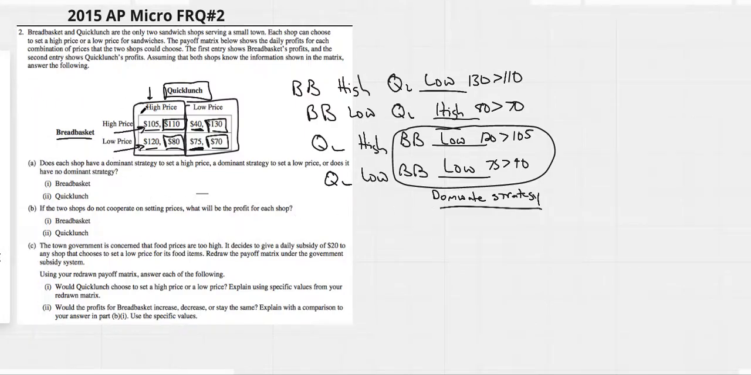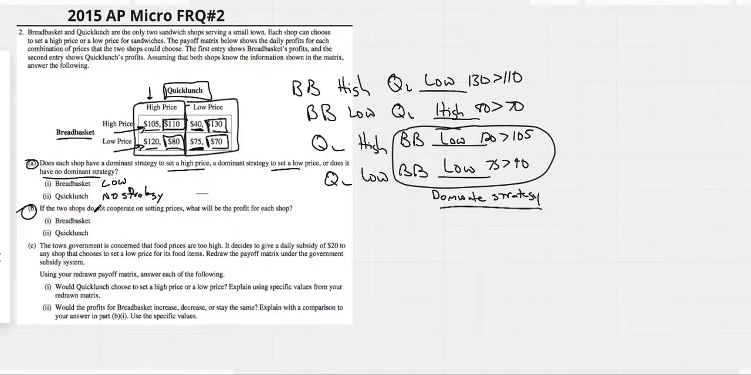So now let's look. Once we do the word chart, we go back and we answer the questions, right? Does each shop have a dominant strategy to set a high price, a dominant strategy to set a low price, or does it have no dominant strategy? They're not asking us to explain, so we would just say that Breadbasket has a dominant strategy of low. We've already decided that by looking at the numbers. Quick Lunch has no dominant strategy.